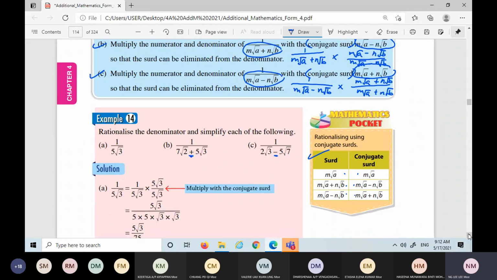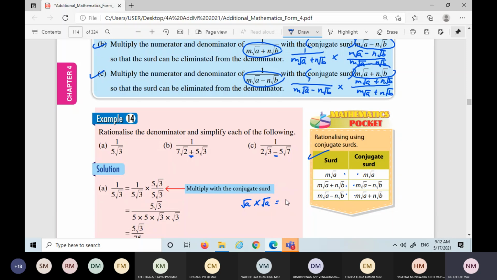For the first type, m square root a, you multiply by m square root a, exactly the same thing, multiplying the numerator and denominator. So this is what you get. You continue: 5 times 5 is 25, square root 3 times square root 3. You have to remember this: square root a times square root a.